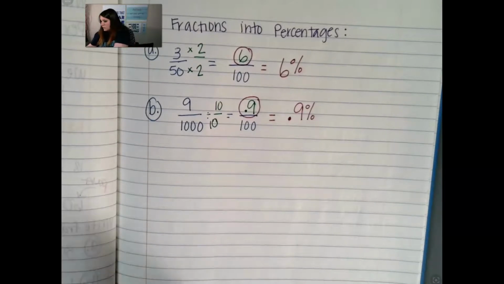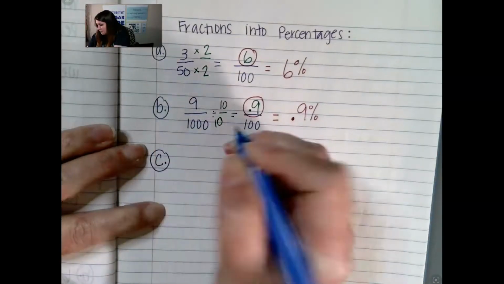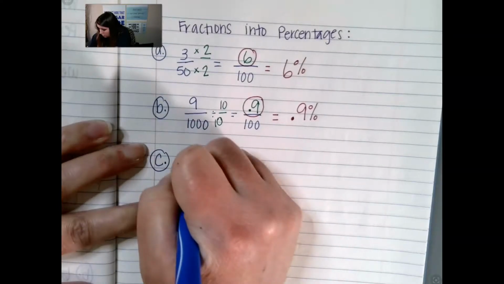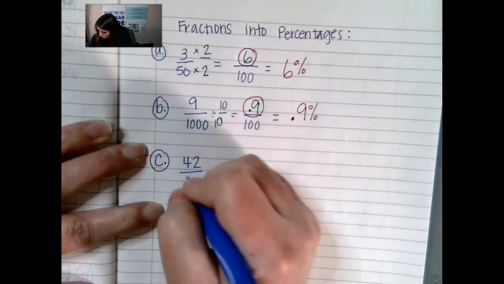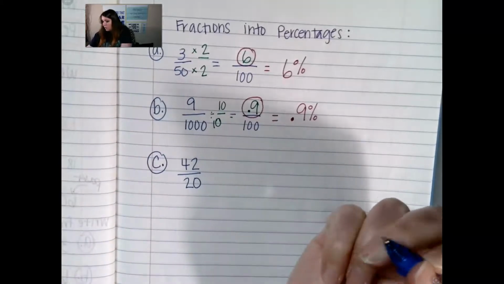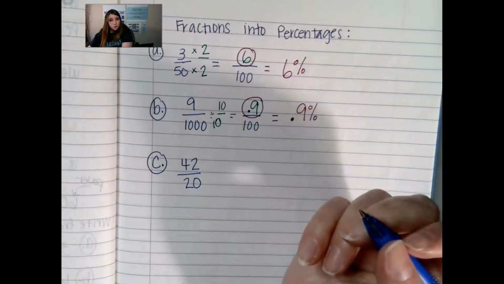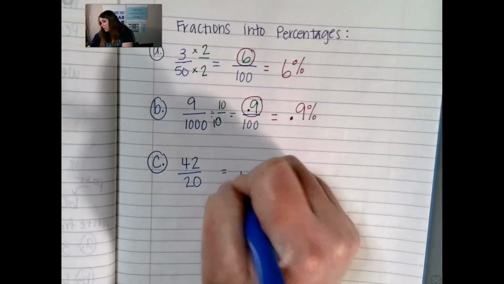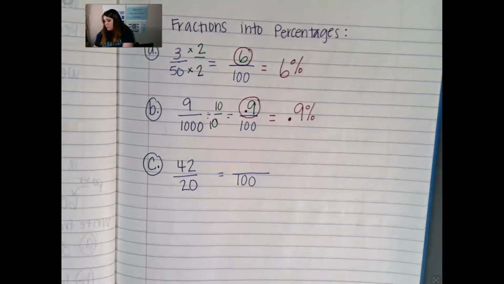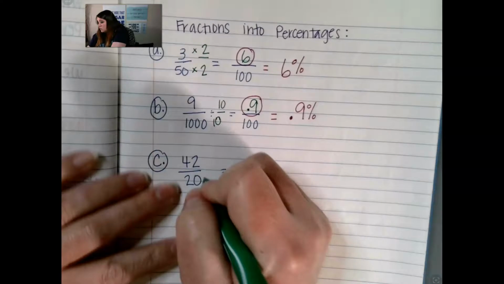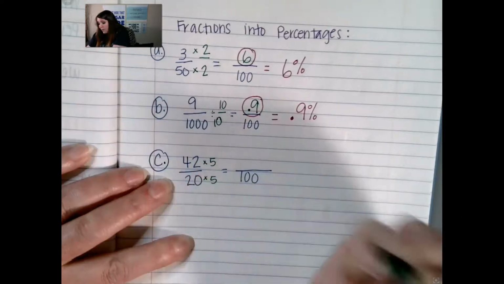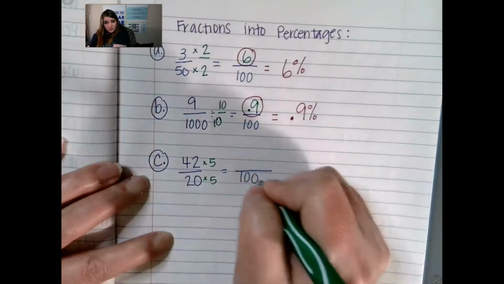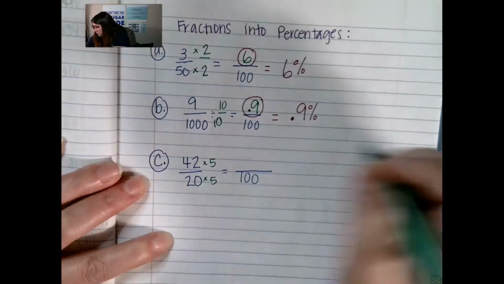All right, let's just do one more just in case. So letter C, if I have 42 over 20, we need to make this into 100, right? It has to go to 100. So to get from 20 to 100, I have to multiply by 5. So I'm going to multiply by 5 to get the 100. And up here, I need to multiply by 5 too.